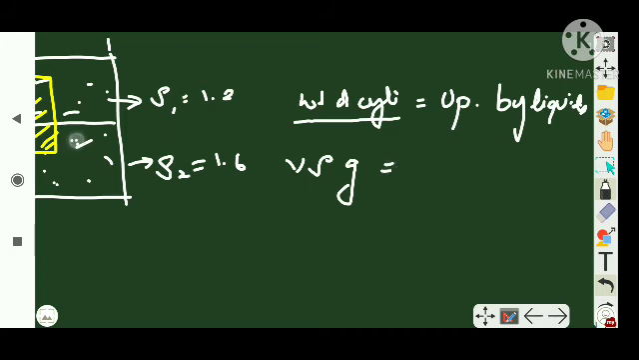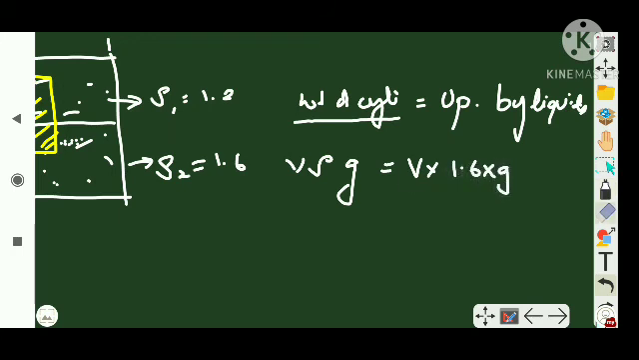Let us talk about this liquid. It is having L by 4 length. The upthrust means I can say the volume displaced by this liquid, or the weight of the liquid displaced. So how much liquid has been displaced? That is the volume of the liquid displaced, into the density of that liquid, that is 1.6, into G.